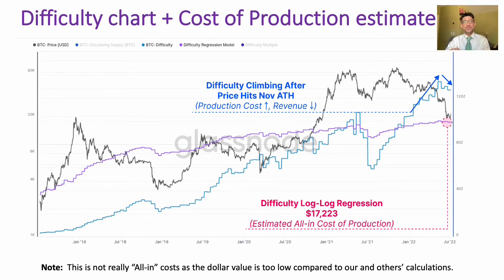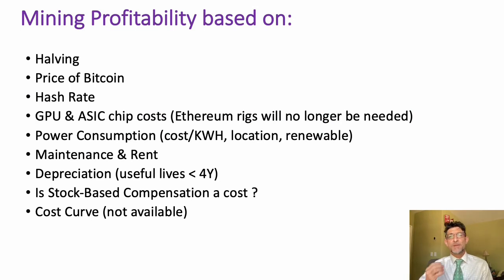And this here is what I talked about earlier. This is the difficulty chart plus the regression line. But I said earlier, the Glassnode regression line that gives you 17,223 all-in production cost, it's not enough. We don't really know what that means. So what's mining profitability composed of?